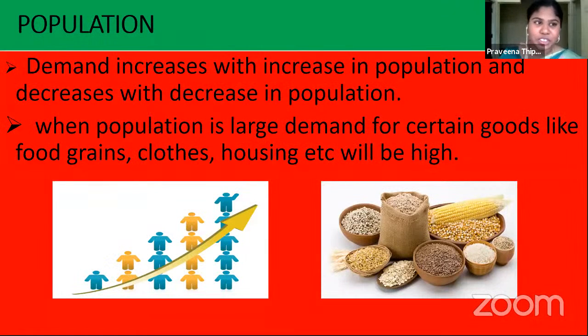The next factor, children, is population. So when there is an increase in the size of the population, the demand for certain commodities will increase. So what are those commodities? Food grains, clothes, housing. So demand for these commodities will increase. When there is a decrease in the size of population, definitely the demand for these goods will decrease. So size of population is also an important factor which determines the demand of a commodity.